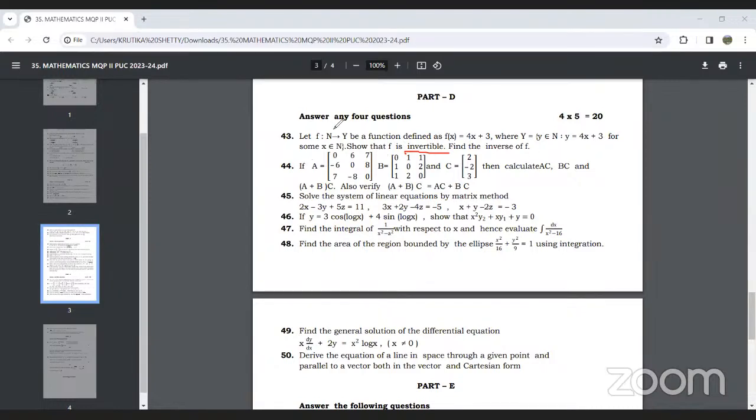Here, you need to understand what the domain and range are. The domain is the natural numbers, and Y is the codomain. Let f be a function defined as f of x is equal to 4x plus 3. The given function is a linear function, where Y is equal to y belongs to N, y is equal to 4x plus 3 for some x belongs to N. Show that f is invertible. Find the inverse of f. Also, we have to calculate the inverse of f.